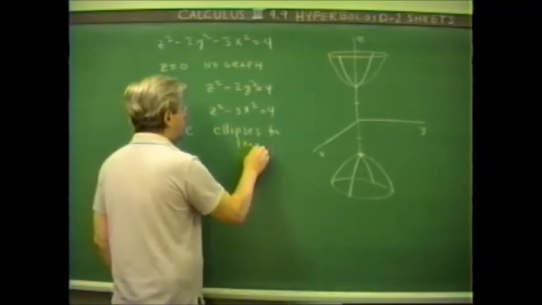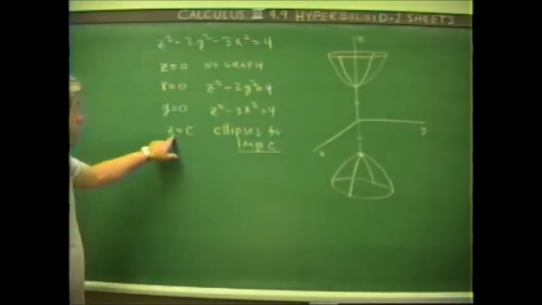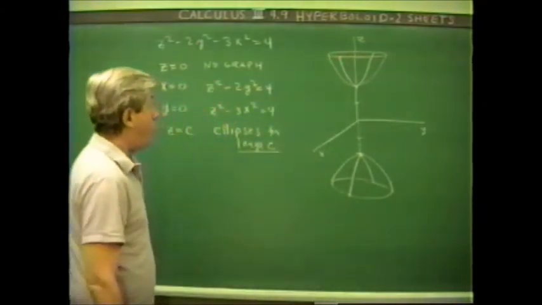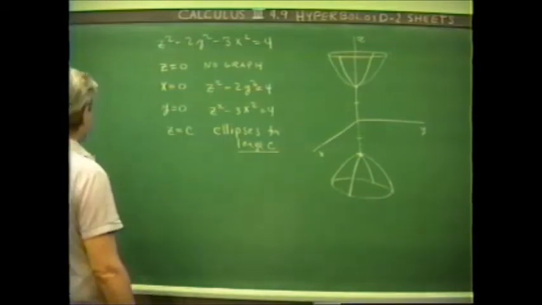For large values of c, when z is equal to c, the cross section in that particular plane is going to be an ellipse. Let's take a look at another.